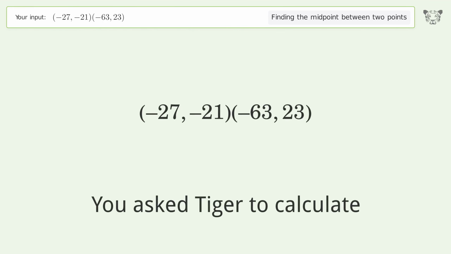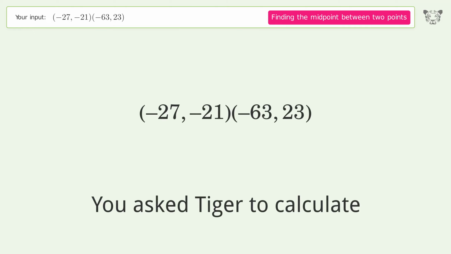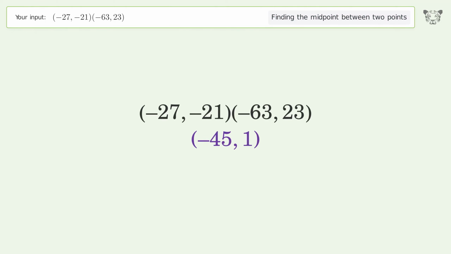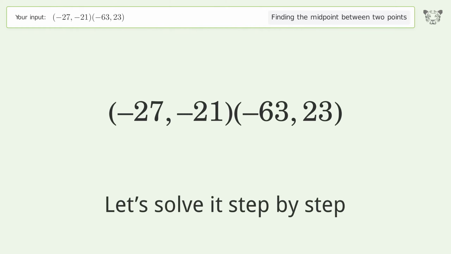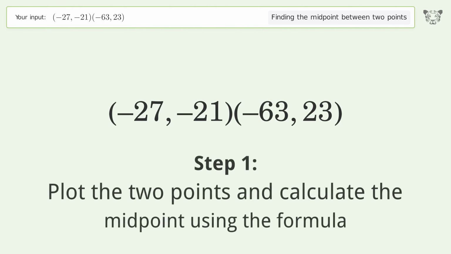You ask Tiger to calculate. This deals with finding the midpoint between 2 points. The midpoint between the 2 points is -45,1. Let's solve it step by step. Plot the 2 points and calculate the midpoint using the formula.